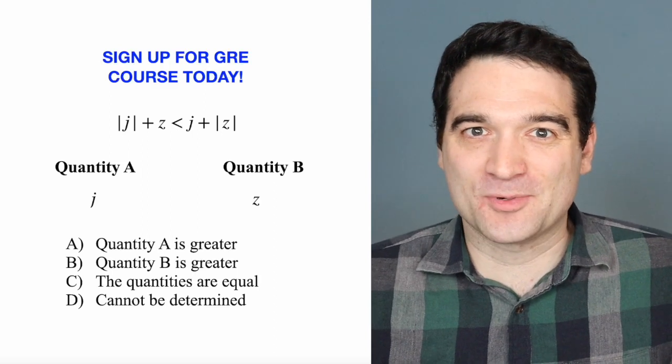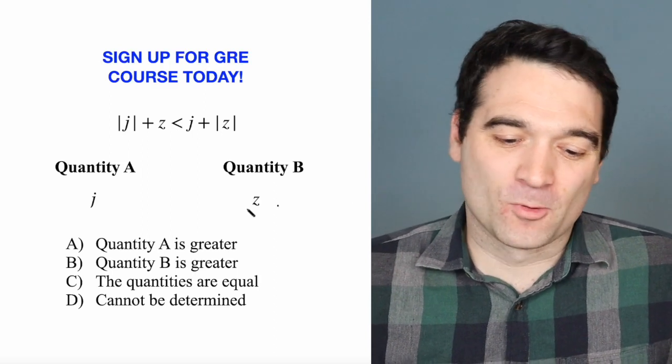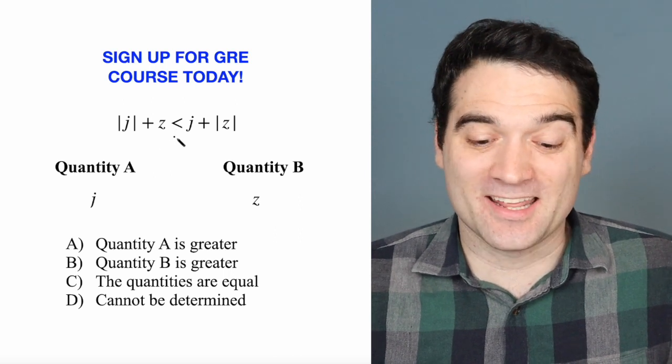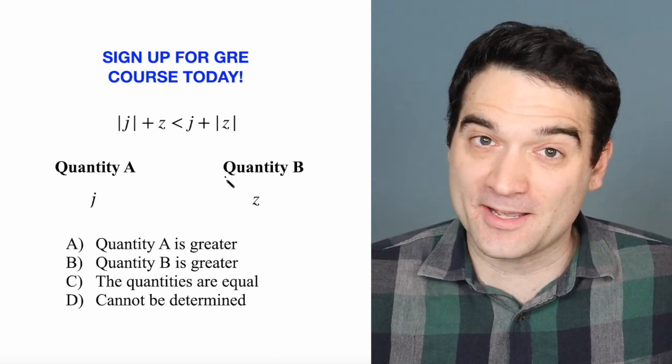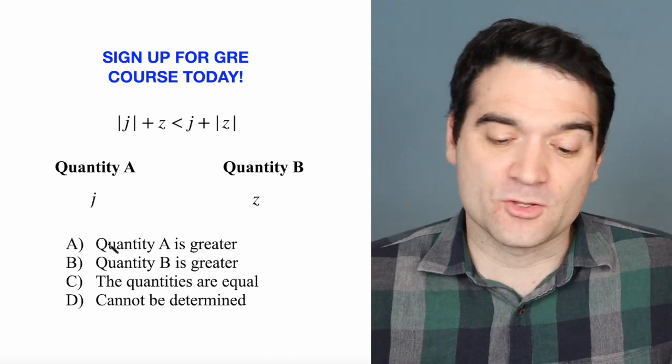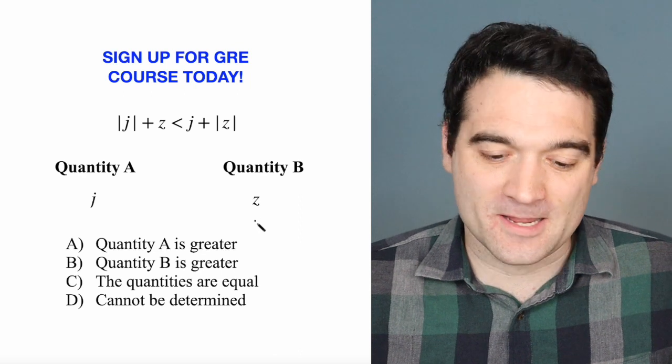Here's a GRE algebra question. Let's take a look. We're told that the absolute value of j plus z is less than j plus the absolute value of z. And we want to figure out which quantity is greater, j or z.